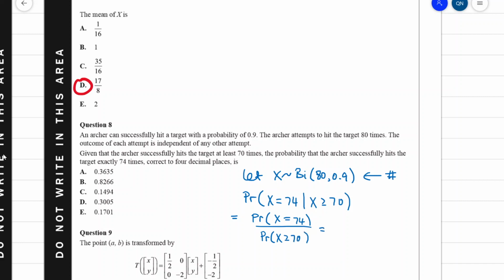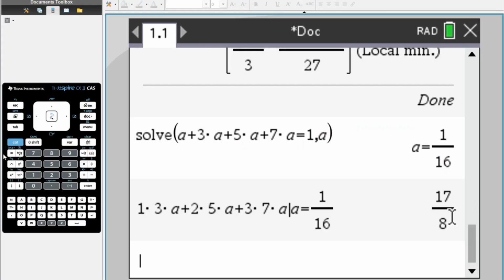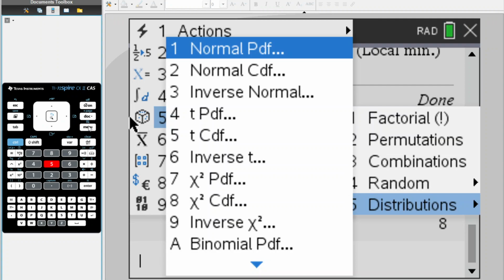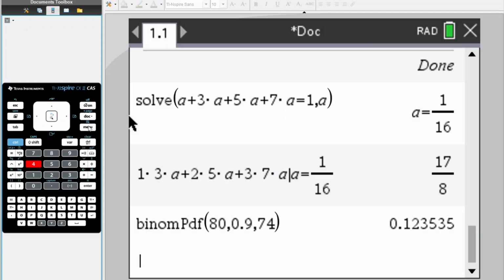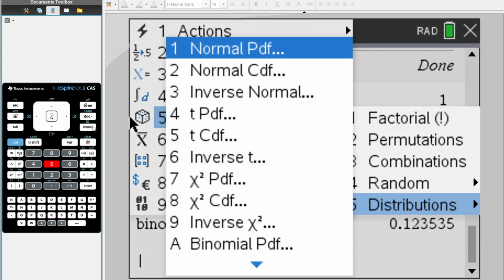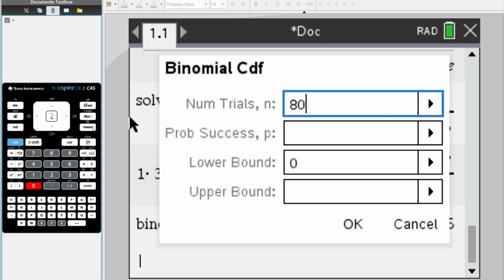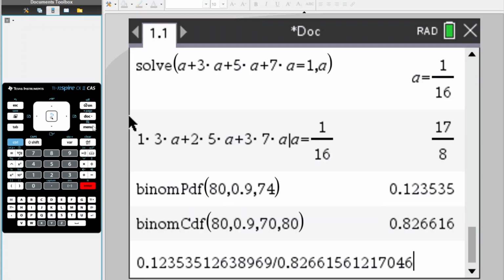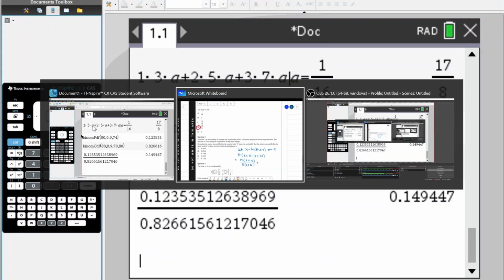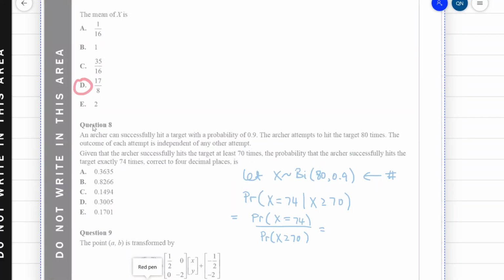So let's evaluate this on the CAS using binomPDF and CDF. We have menu 5, and then we're going to go for a PDF because we're at a single point at the numerator. So number of trials, that's going to be 80, 0.9, and then we're after 74. Okay, and then we'll do menu 5B in this case for CDF. We'll do 80, 0.9, and then we want to go from 70 up to 80. Okay, and then we'll just take this divided by this, and that gives us 0.14, and that looks like it's going to be option C.